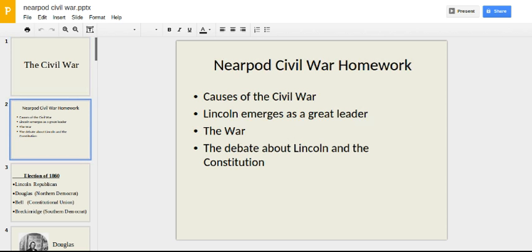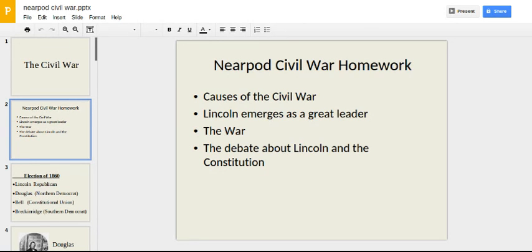So, before I get going, I wanted to explain how this presentation is going to be broken up into four different parts. I'm going to talk about the causes of the Civil War. I'm going to talk about Lincoln emerging as a great leader. I find that everyone knows who Lincoln is, but very few people know anything really about him. Very few people really understand why he's considered to be such a great president. I'm going to talk about the war very briefly. You can take entire classes on the Civil War in college and go into tremendous depth. I'm going to be talking about it in just the briefest of terms.